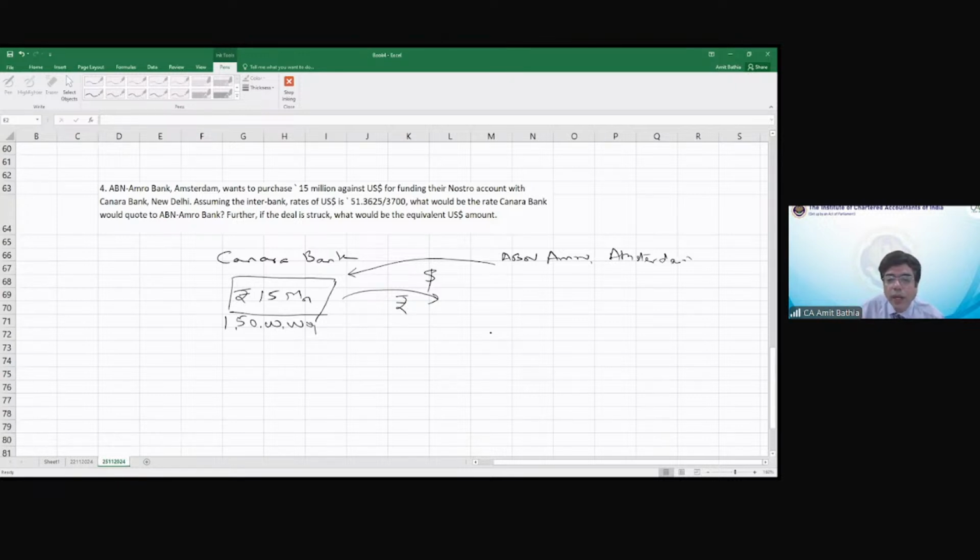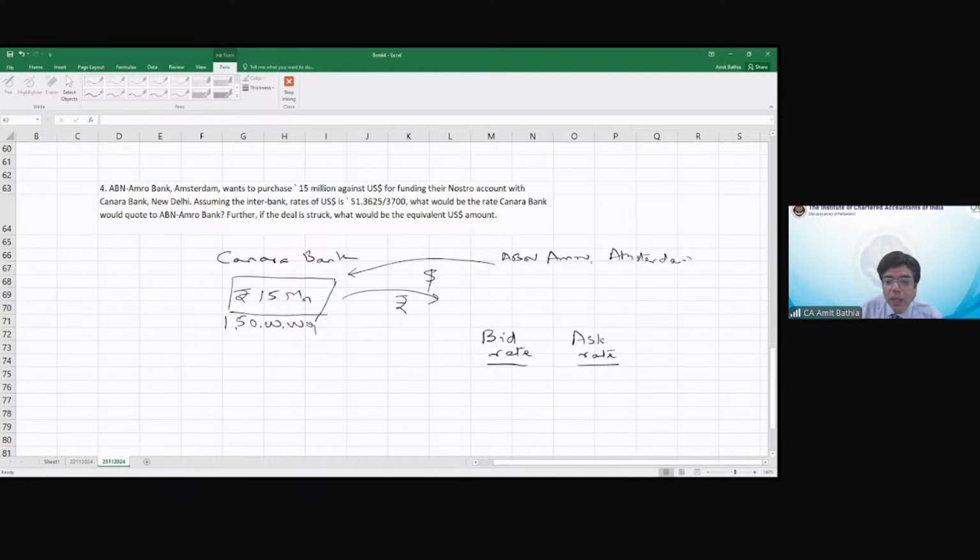We have two rates over here. Canara Bank is going to sell. Sell what? Sell rupees, sell dollars to ABN AMRO Bank. No, ABN AMRO Bank, you can see over here, wants to purchase 15 million rupees against US dollar. So ABN AMRO Bank is going to give dollars and Canara Bank is going to give them rupees. Now the rate given to us is 51.3625/3700.